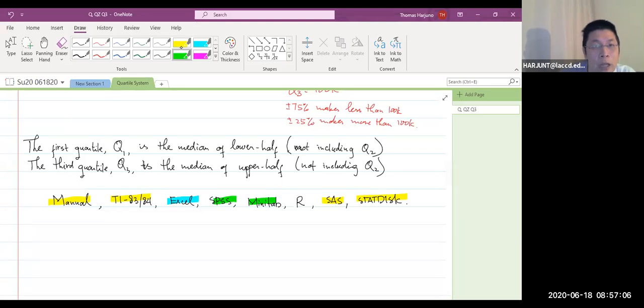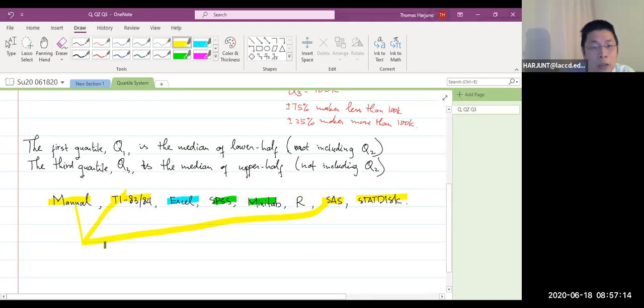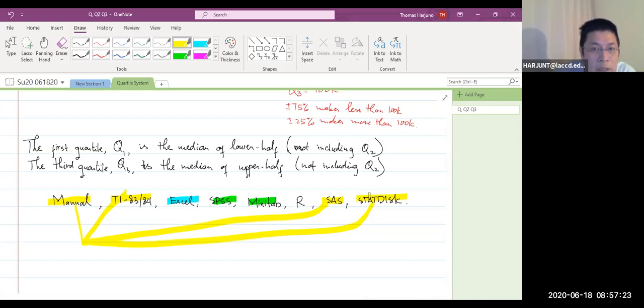Now, the way we do it will be the yellow one. So SPSS, Minitab, and Excel will give us different results. I'm not sure about R though. But if Excel, SPSS, and Minitab give us different results, then they are not reliable? That's not really true.